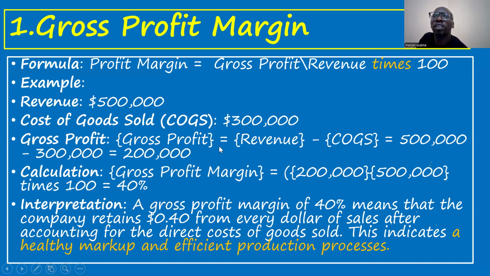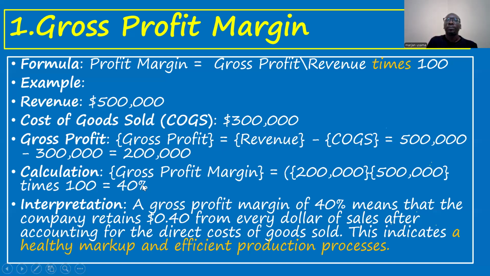So the gross profit equals our revenue, which is 500,000, minus the cost of goods sold, which is 300,000. So this will be 500,000 minus 300,000, which will equal 200,000. So this is our gross profit. Now, what is the gross profit margin? The gross profit margin is the gross profit, which is 200,000, divided by 500,000, which is the revenue, times 100. So in our case, it's 40%.